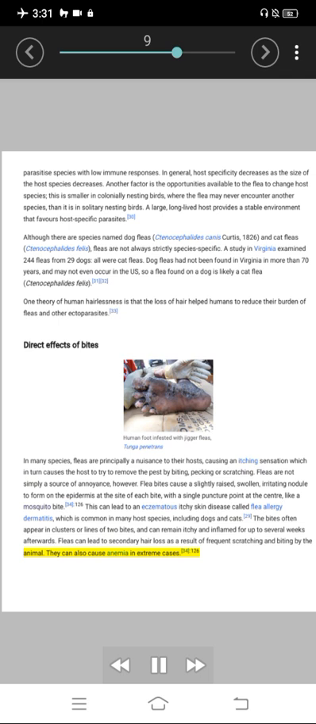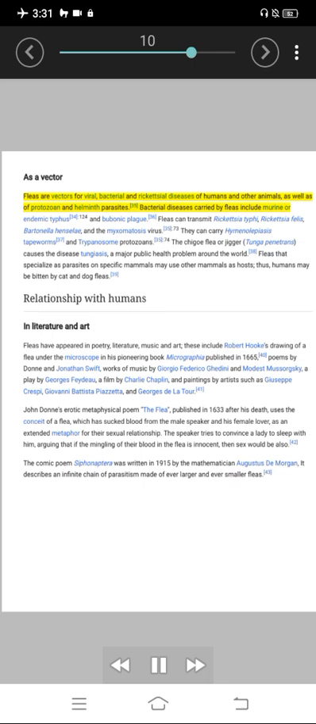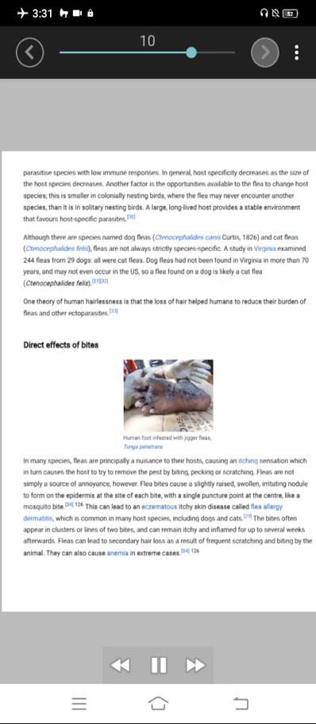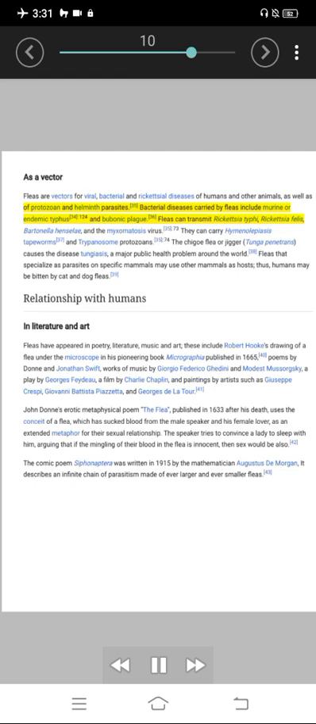As a vector. Fleas are vectors for viral, bacterial and rickettsial diseases of humans and other animals, as well as of protozoan and helminth parasites. Bacterial diseases carried by fleas include murine or endemic typhus, and bubonic plague. Fleas can transmit Rickettsia typhi, Rickettsia felis, Bartonella henselae, and the myxomatosis virus. They can carry Hymenolepis tapeworms, and trypanosome protozoans. The sand flea or jigger, Tunga penetrans, causes the disease tungiasis, a major public health problem around the world. Fleas that specialize as parasites on specific mammals may use other mammals as hosts. Thus, humans may be bitten by cat and dog fleas.